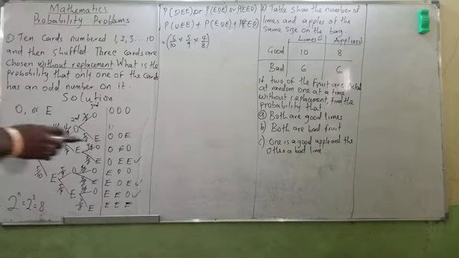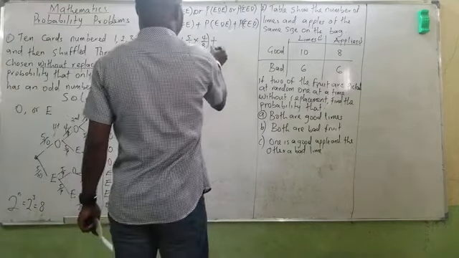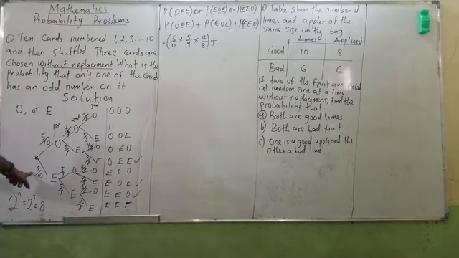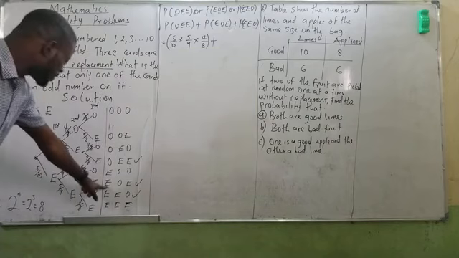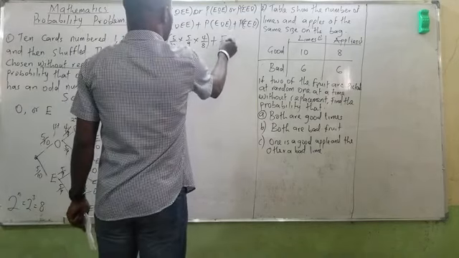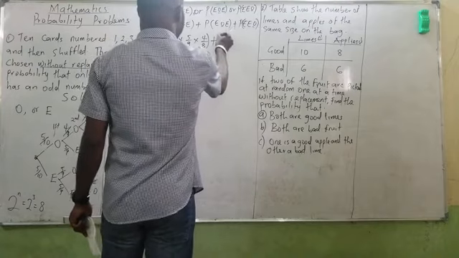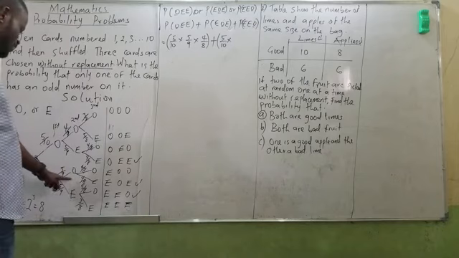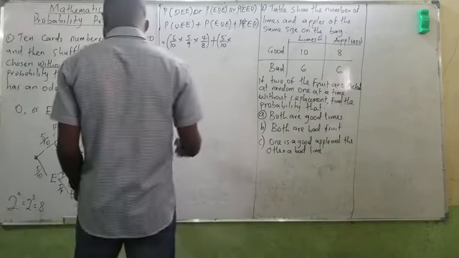Now, the second one will be plus. I will move on again. What is my even? My even here is 5 all over 10 multiplied by my odd here, which is 5 all over 9.